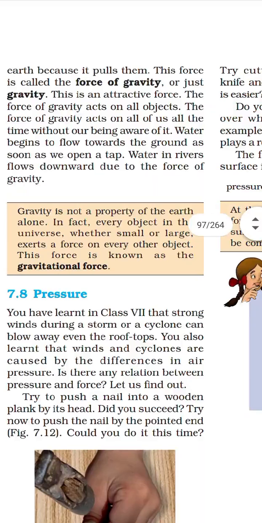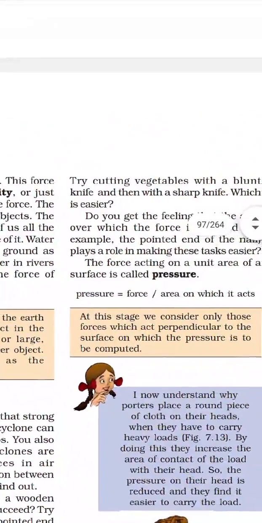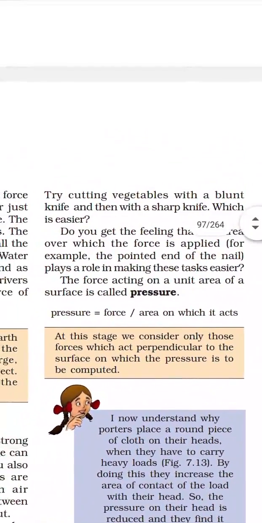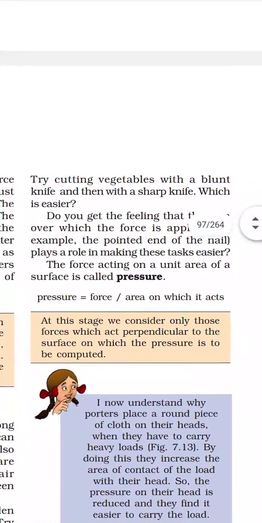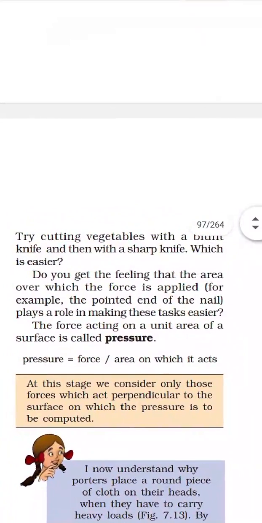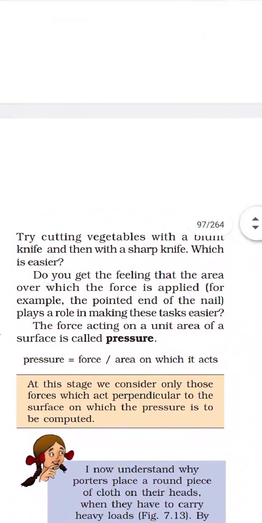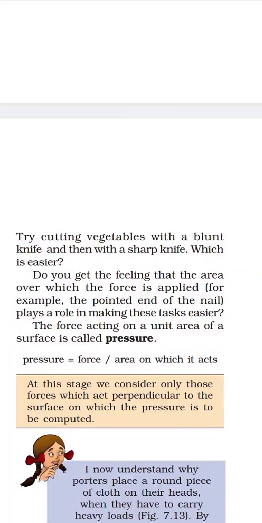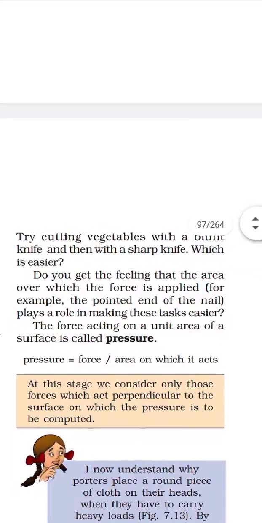Try to push a nail into a wooden plank by its head. Did you succeed? Try now to push the nail by its pointed end. Could you do it this time? Try cutting vegetables with a blunt knife and then with a sharp knife. Which is easier? You get the feeling that the area over which the force is applied matters. For example, the pointed end of the nail makes it easier.